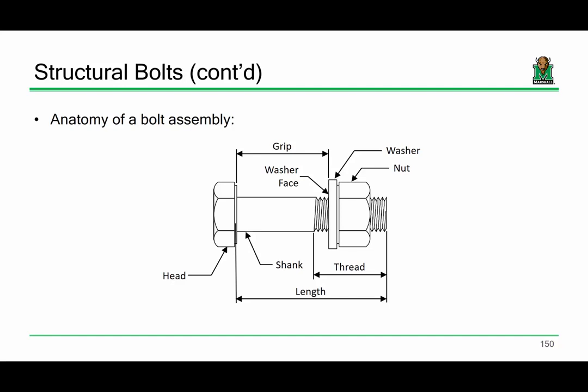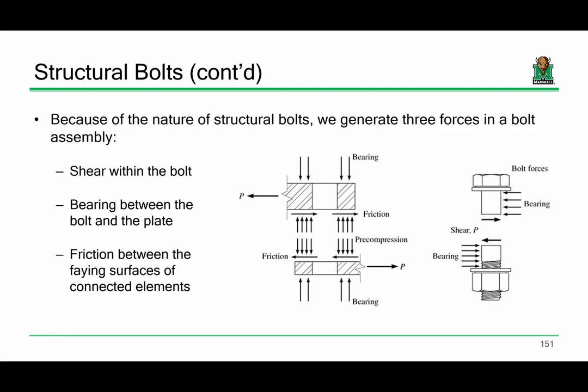I'm not going to make you memorize every single component of the anatomy of a bolt assembly, but I would like you to have some general terminology. For instance, when we look at shear planes, are we shearing through the threads or through the shank, the main body of the bolt that doesn't have threads? The grip is the distance from the face of the head to the face of the washer, and stuff like that. I just want you to be aware of this. I'm not going to make you memorize it. Sound good? All right.